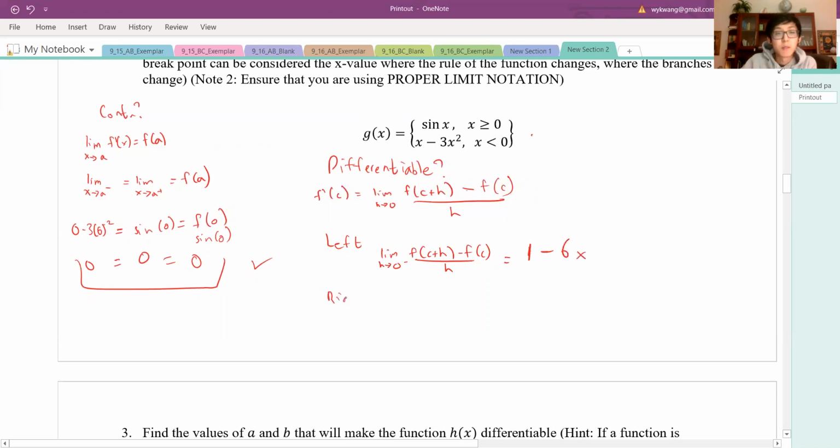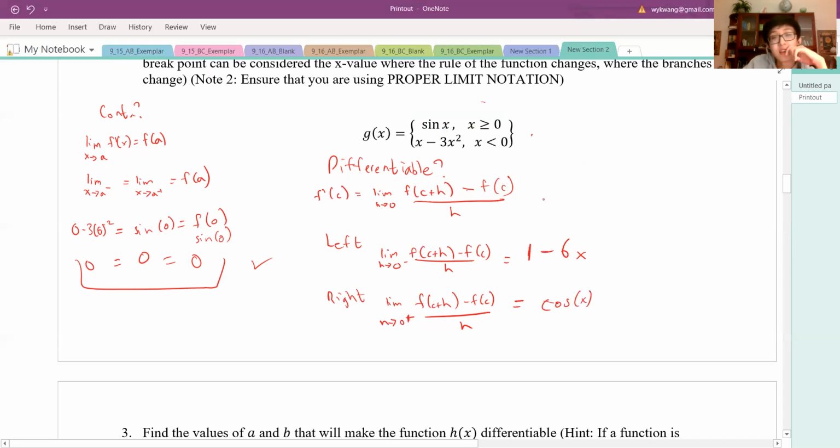Now from the right, the limit as h approaches 0 from the right of f of c plus h minus f of c over h. Now we're looking at the derivative of this piecewise function from the right. Well, from the right, we're coming from greater than 0, so we're looking at sine of x. Well, what is that going to be equal to? The derivative of sine of x is cosine of x.